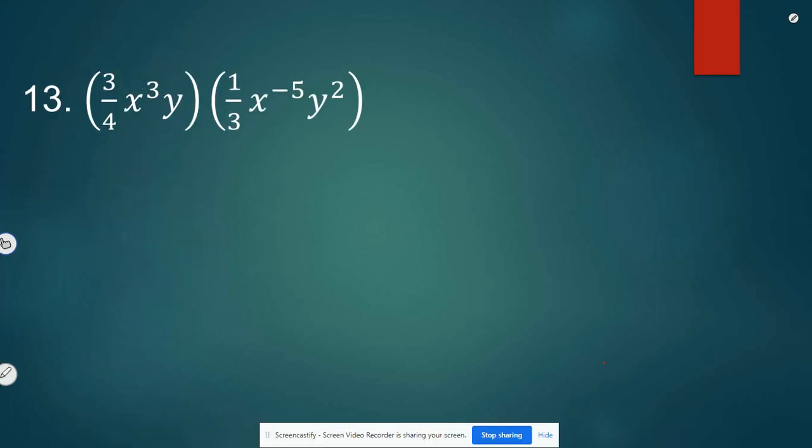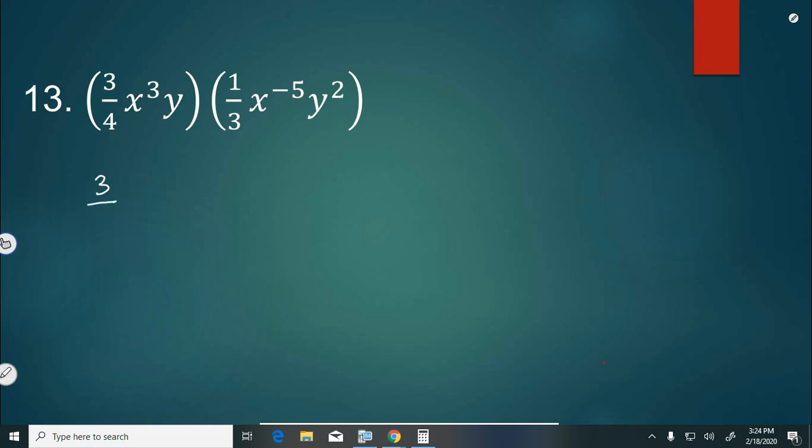Okay, now we are getting a little bit harder here. We have a lot more to deal with. 3/4 times a third is 3 times 1, which is 3, and 4 times 3, which is 12. So that's 3/12, which I could have actually just canceled out those 3's and gotten 1/4. Then x to the 3rd times x to the 5th. We add the exponents. So it's 3 plus negative 5, which is x to the negative 2nd. And then y to the 1st times y to the 2nd is y to the 3rd.